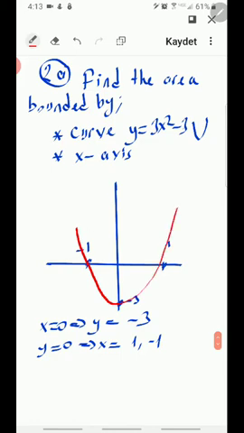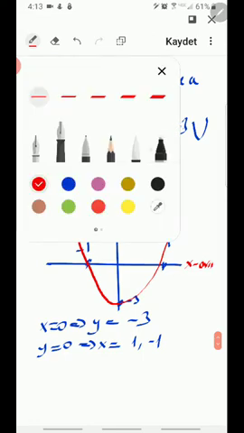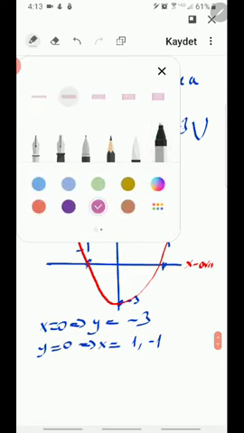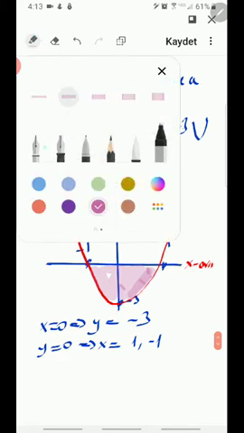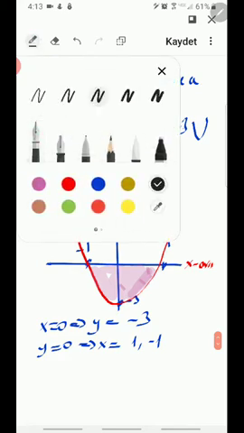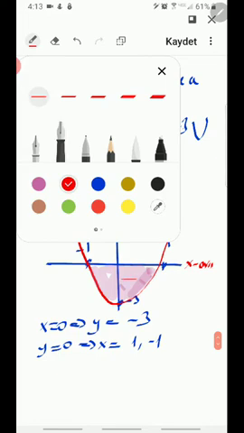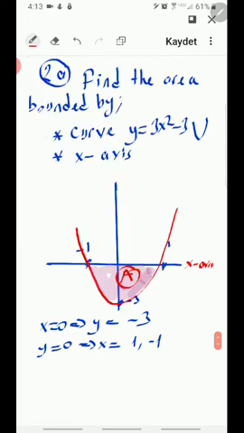What about the area? We have the x-axis here and we have the graph. The area which is created by the x-axis and the curve is here. Next, we are going to write the area in terms of a definite integral.